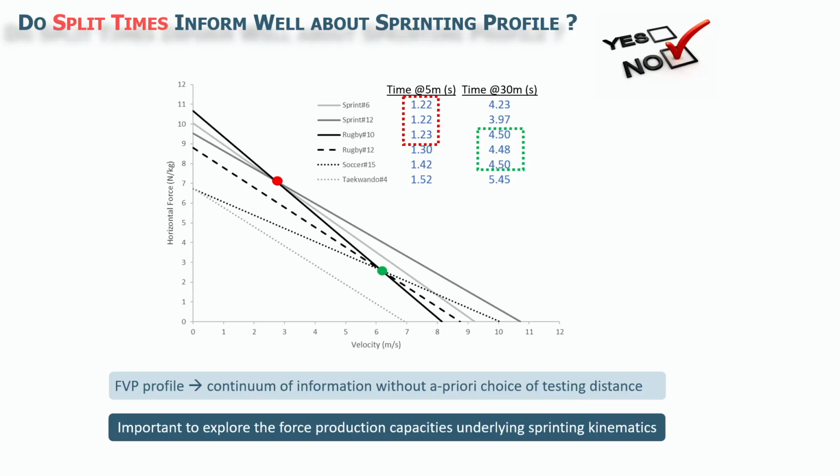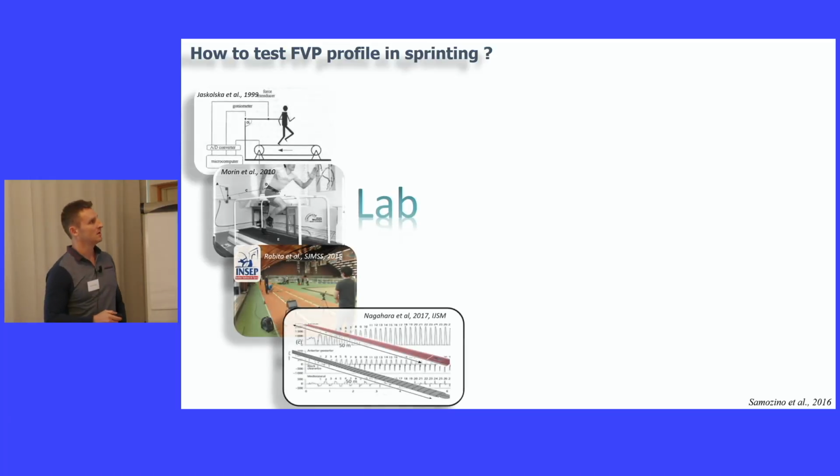So it's quite important, in addition to the kinematics data, which are very interesting, to explore the force production capacities underlying this sprinting kinematics. For the different methods existing to test the force velocity profile in sprinting, for about 25 years we have had different methods in a laboratory, which lead to the force velocity profile and at least to ground reaction forces measurement.